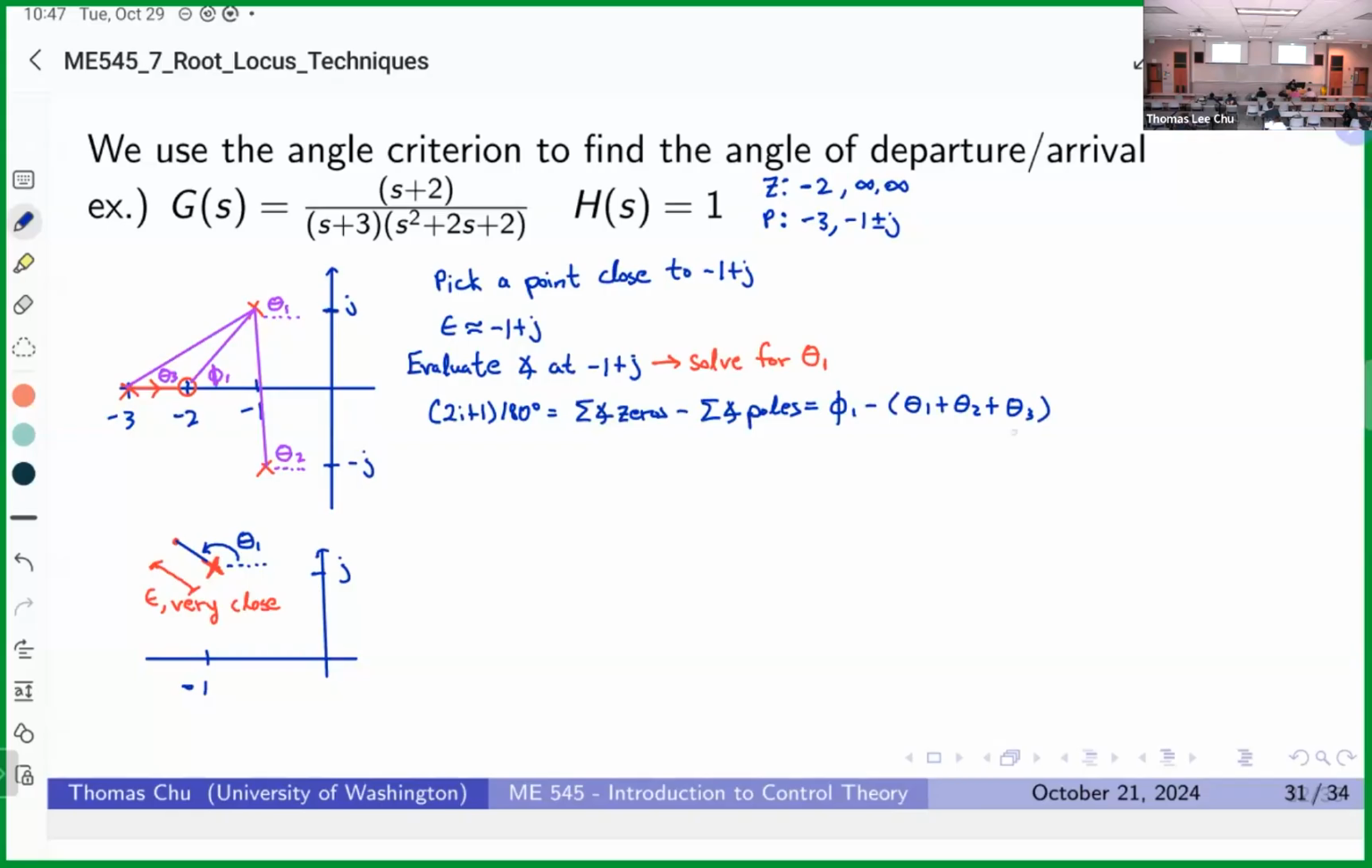Okay, so we're solving for theta 1. So we don't know what theta 1 is, but we know we can find phi 1, theta 2, and theta 3. Let's start with theta 2 first. I mean, I don't even need to plug in my calculator. This point is directly vertical to theta 1. It's just 90 degrees because this is a 90-degree angle.